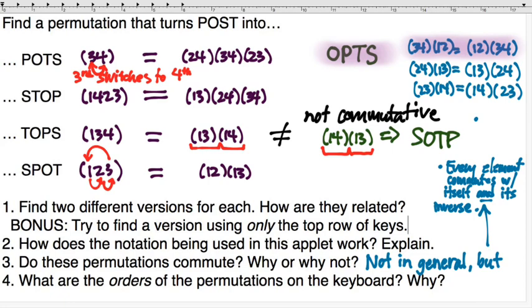1, 2 is trading places between the 1st and 2nd positions. 3, 4 is trading places between the 3rd and 4th. And those two are not interacting with one another at all. We call those disjoint cycles. And we conclude here that disjoint cycles commute.